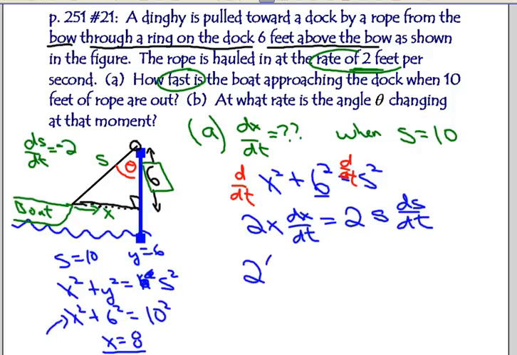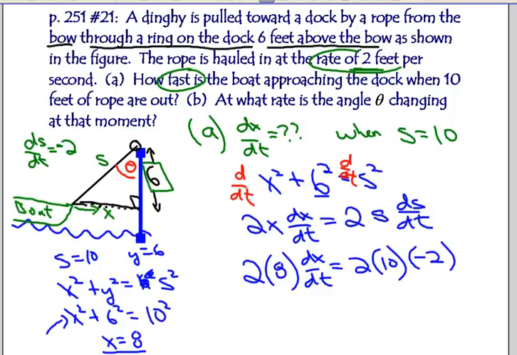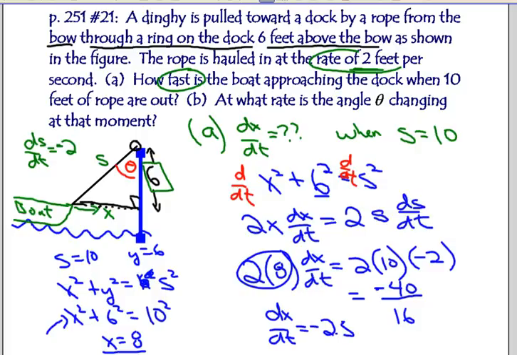So I've got my 2. I just figured out x is 8. dx/dt is the question. And on the right side over here, I have 2, there was 10 feet of rope out, and ds/dt was a negative 2. Right side, I've got a negative 40. I'll divide by 16, because this is my 2 times 8. So my final answer is dx/dt equals negative 2.5. And my units are feet per second.